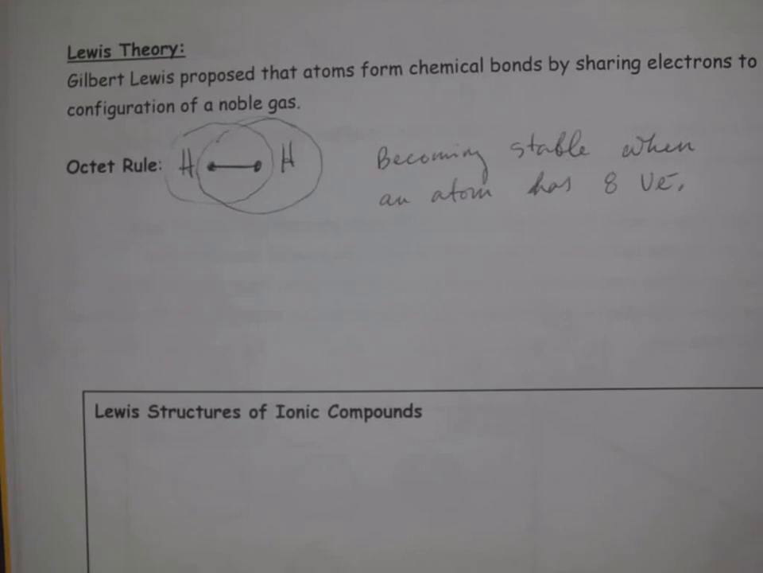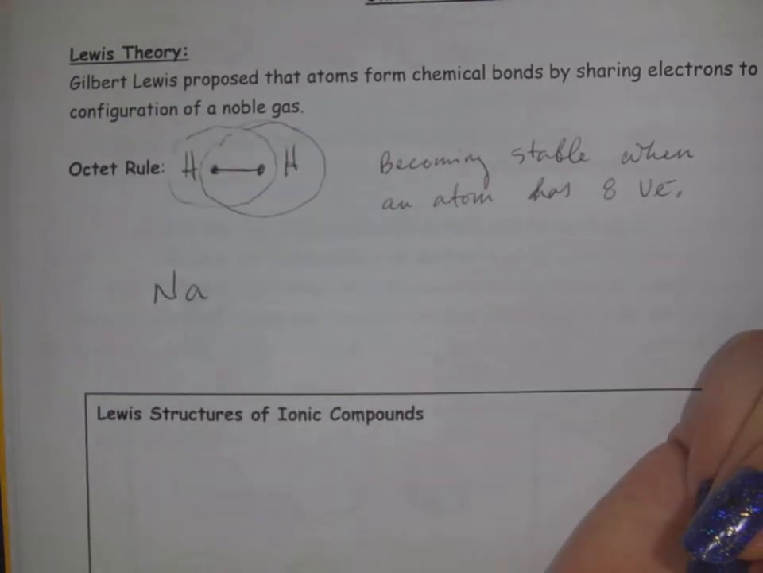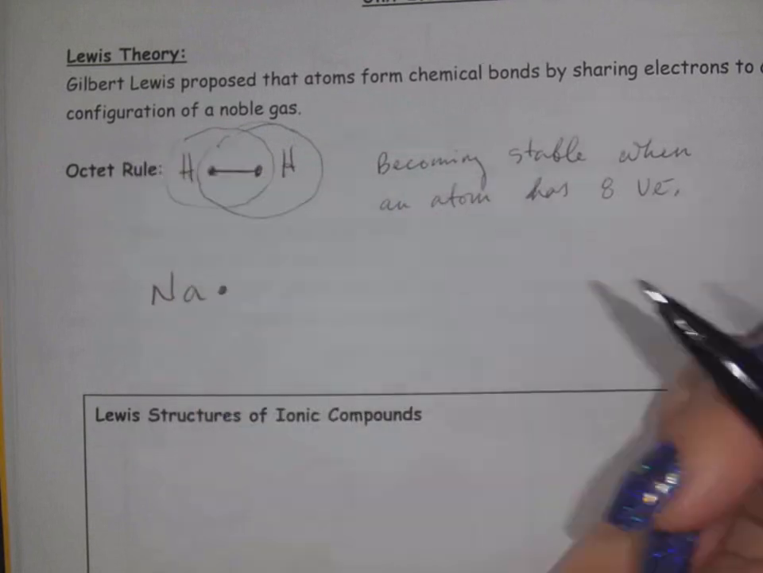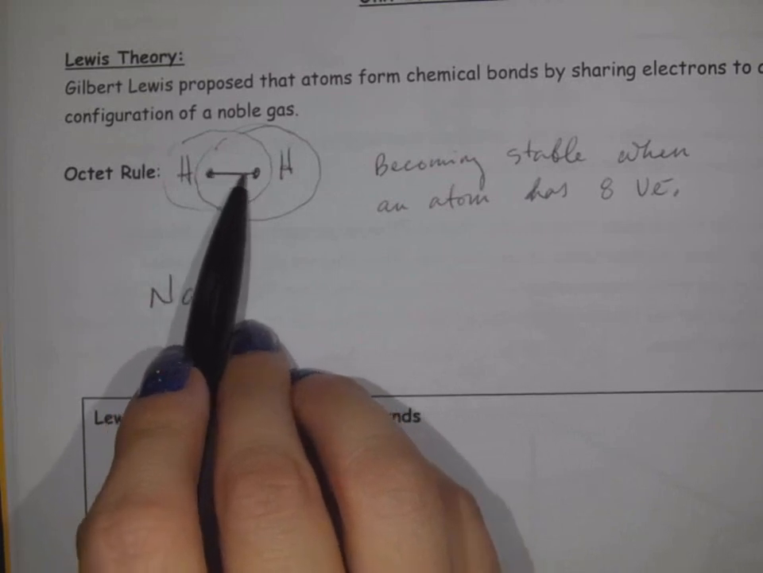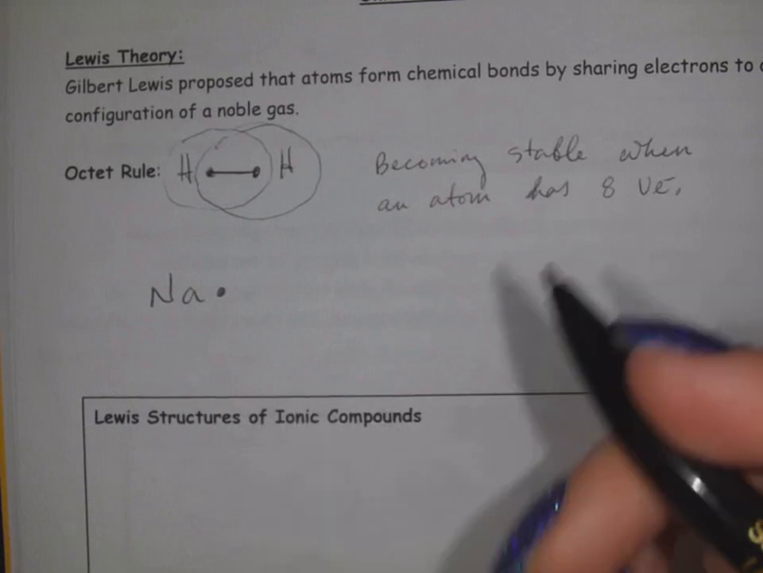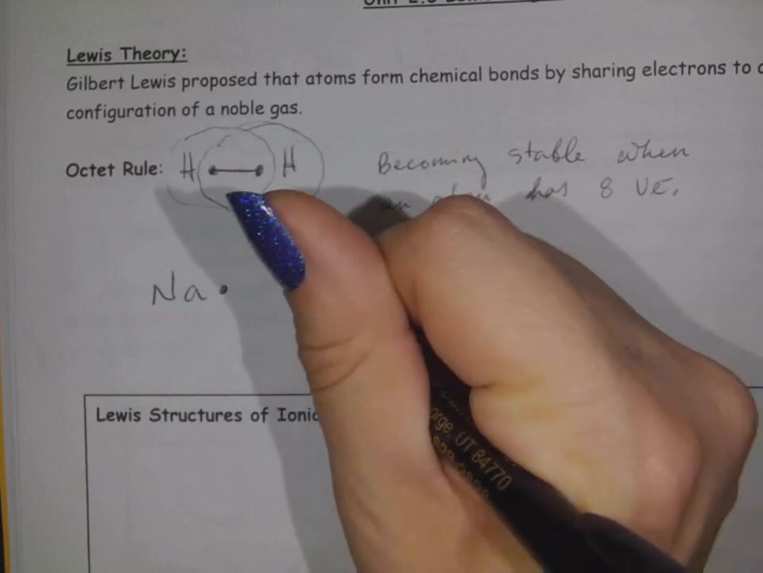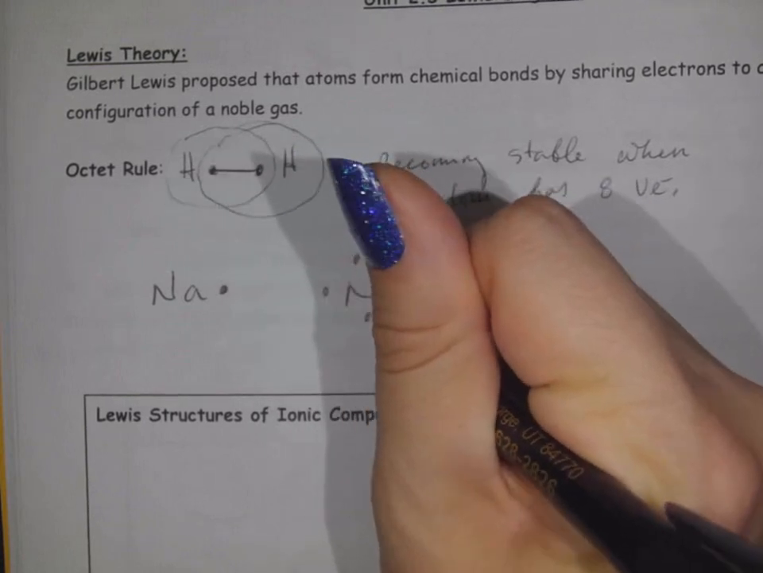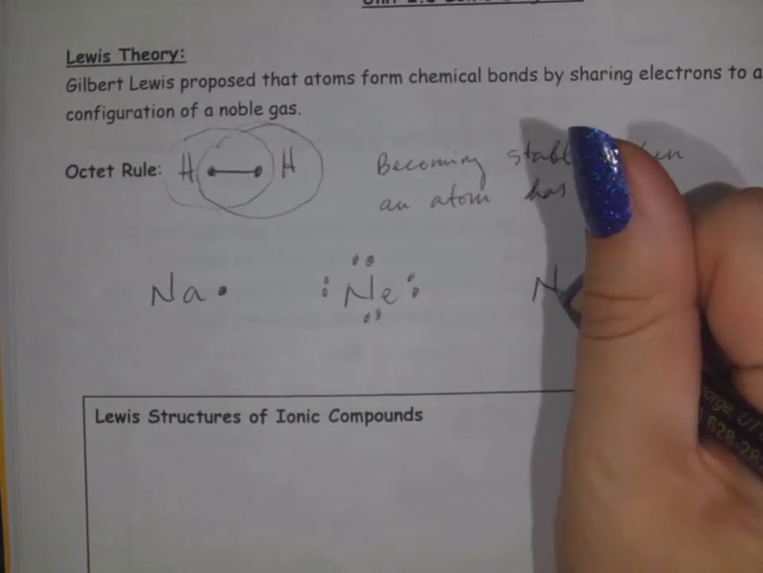Another thing about the octet rule: if I have an atom such as sodium, and sodium is in group 1, so it has 1 valence electron. In these Lewis dot structures, the dots that are not bonded represent valence electrons. Another example would be neon. Neon has 8 valence electrons, and so we'd see something like that. But what if sodium becomes an ion? What if sodium loses that valence electron? Then it looks like this.